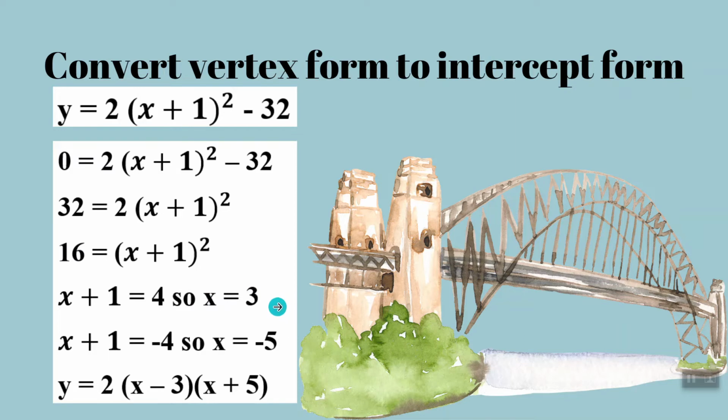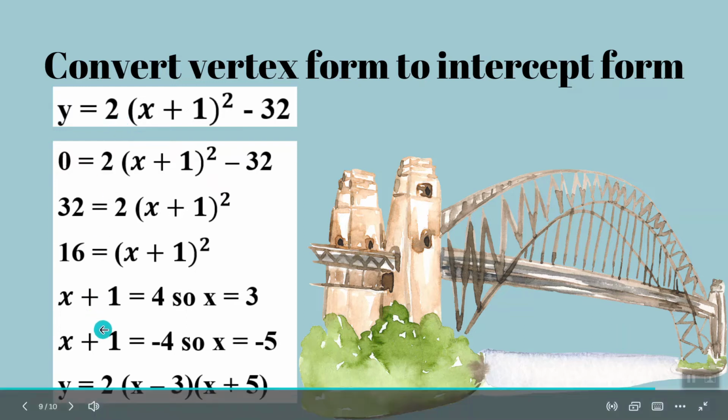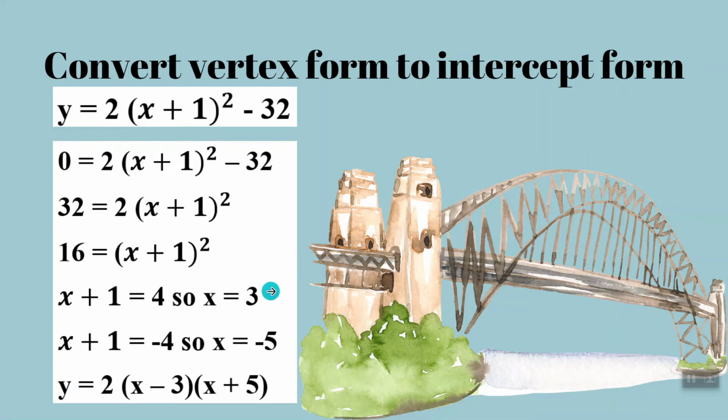So in this situation, let's remember the intercept form, y equals a times x minus p times x minus q. A will be common in the vertex and intercept forms. Because of this, we put 2 directly. Then we know one of the intercepts will be equal to 3. So from x minus p, we can write x minus 3. And from x minus q, we can write x plus 5. So it represents our intercept form right now.